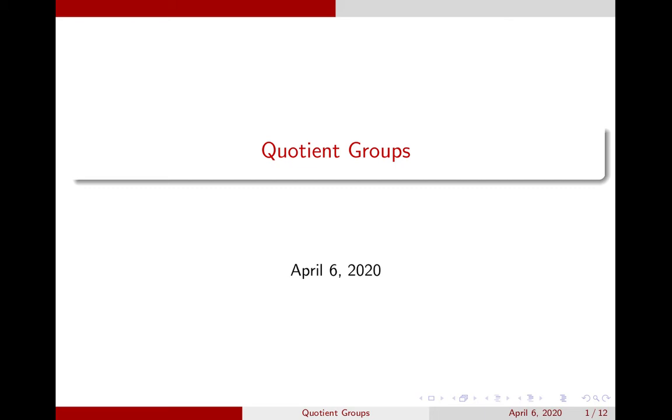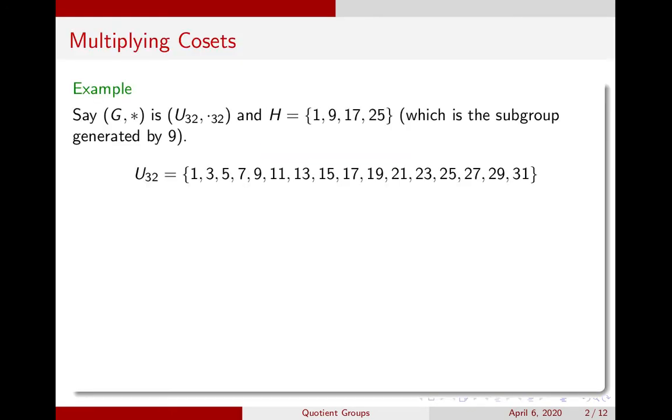So these videos are on quotient groups. We're going to see how we can take the right cosets of a subgroup and turn the right cosets into a group. So we'll start with this example.